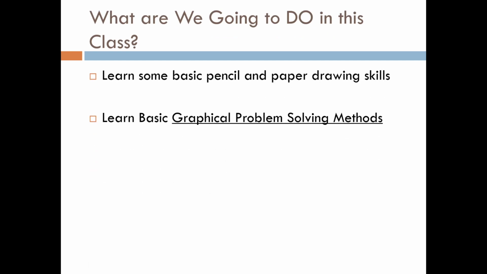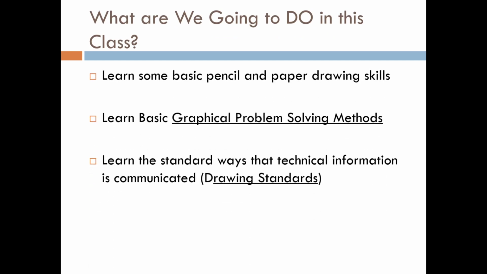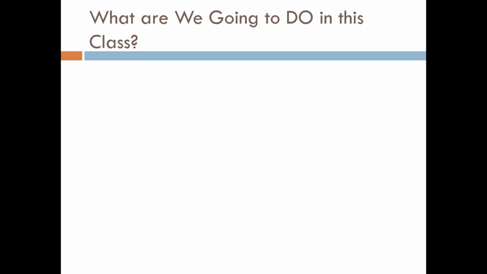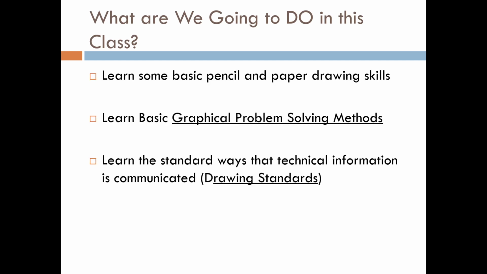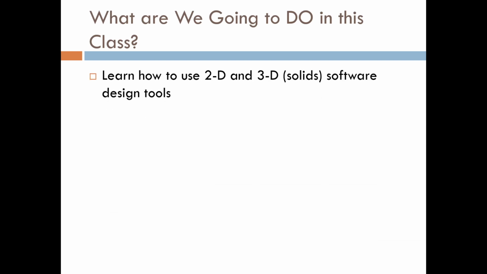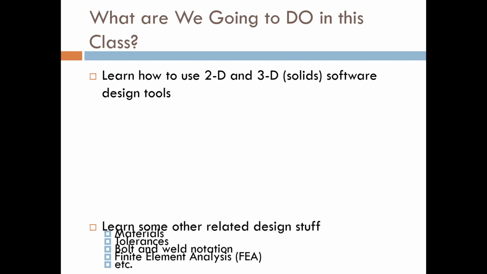what are we going to do in this class? We're going to draw. We're going to learn some problem solving methods. We're going to learn some drawing standards. That's the communication piece. That's pretty much it. We're going to use some 2D and some 3D software tools. Basically, we're going to use AutoCAD and Fusion 360. We were using Rhino for a while, but we're not going to use that anymore, I don't think. Maybe, but I doubt it.